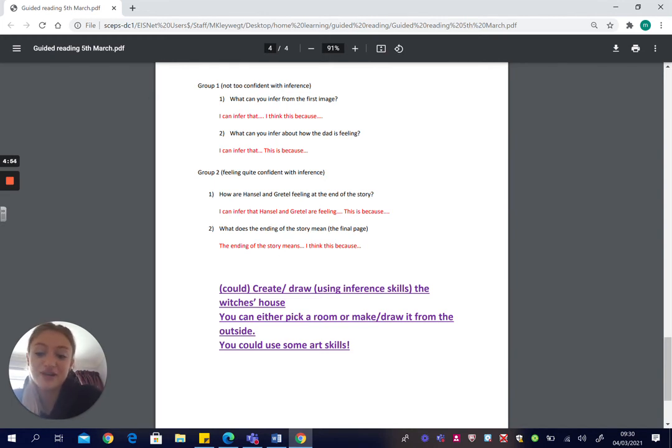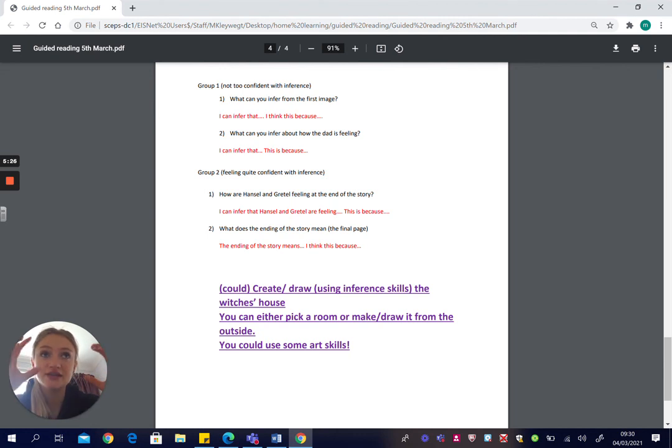And then we would like you to be creative, because obviously this is a very short part of the story, so if you have the time, it would be brilliant if you could create or draw. You can get some materials and make the house, or you can draw using colours and maybe some glitter, the witch's house. So what can you infer about the witch's house? You can look at the picture from the book, and you can either pick a room within the house, which is a bit more challenging, or draw it from the outside.